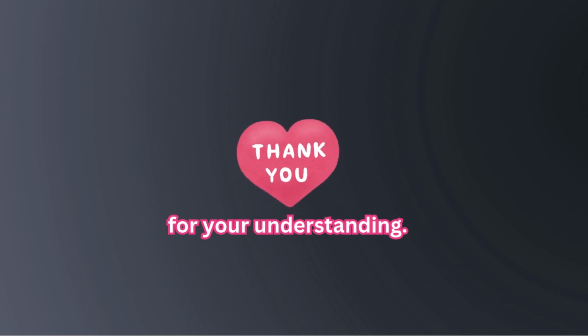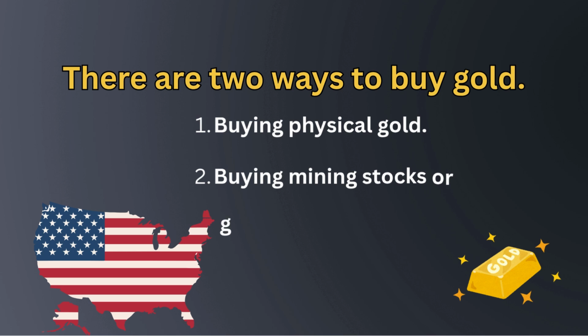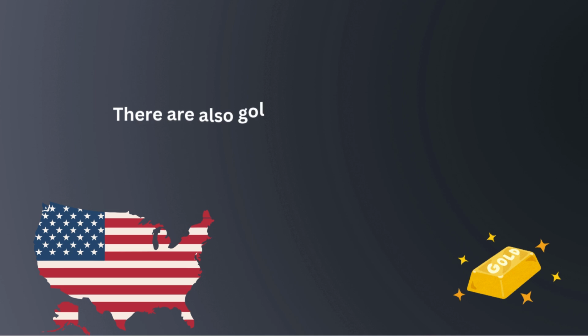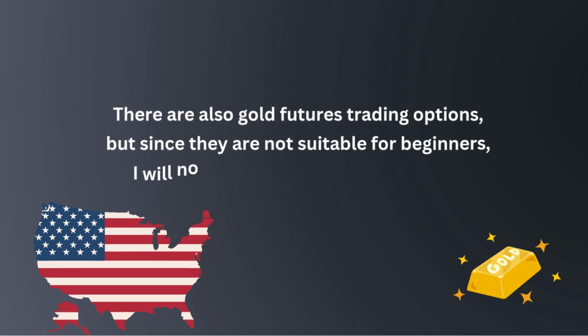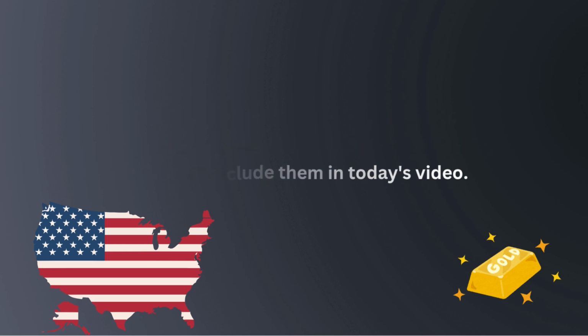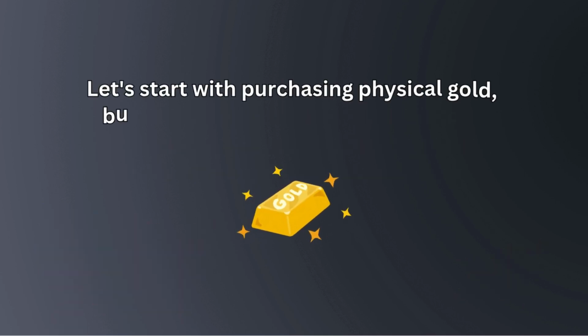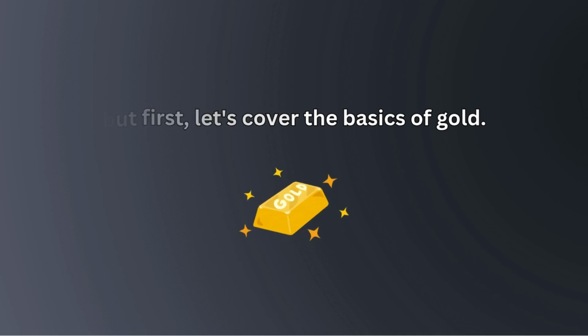Now let's get started. There are two ways to buy gold: buying physical gold and buying mining stocks or gold-related ETFs. There are also gold futures trading options, but since they are not suitable for beginners, I will not include them in today's video. Let's start with purchasing physical gold, but first let's cover the basics of gold.